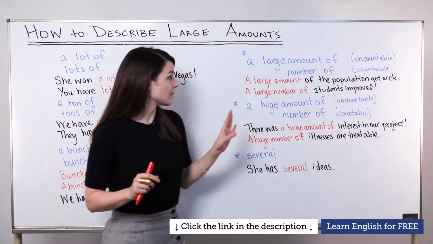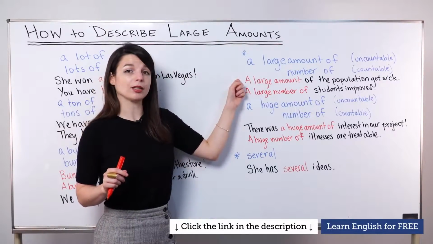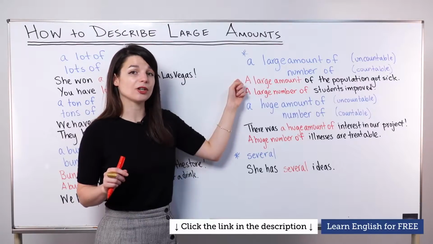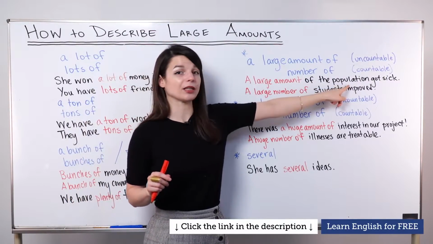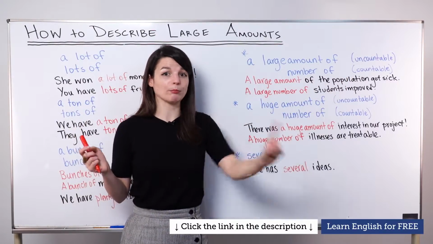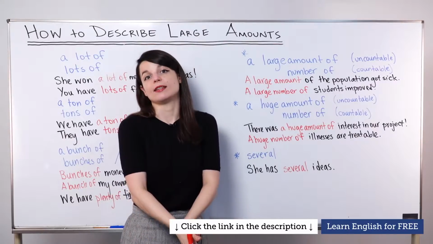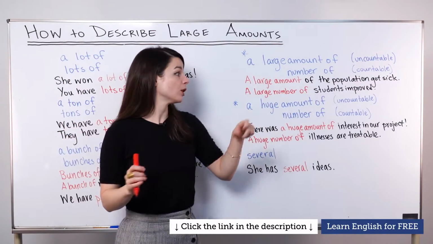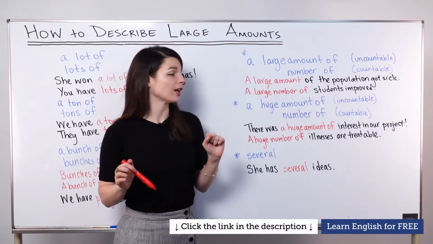Let's take a look at some examples. First, a large amount of the population got sick. So here we're talking about a population. We're not talking about one person. We're talking about the whole population of a city, so an entire group of people. So we use amount to do that. A large amount of the population got sick.